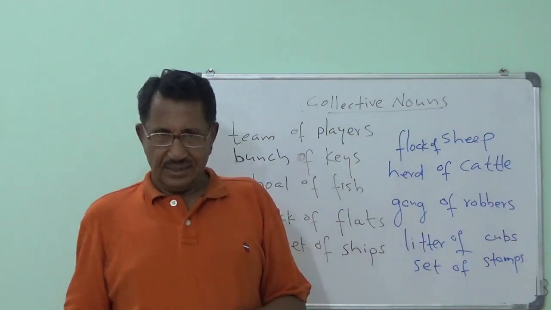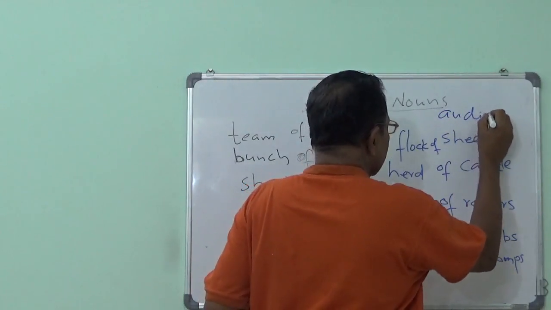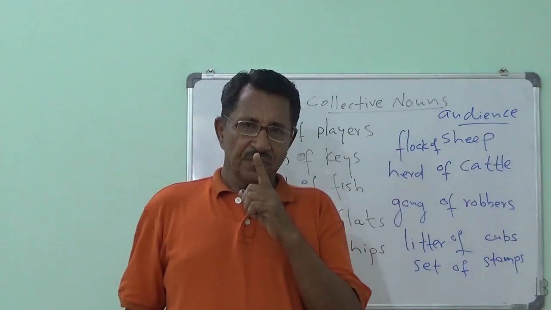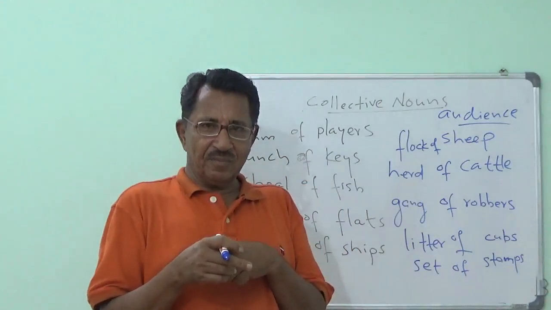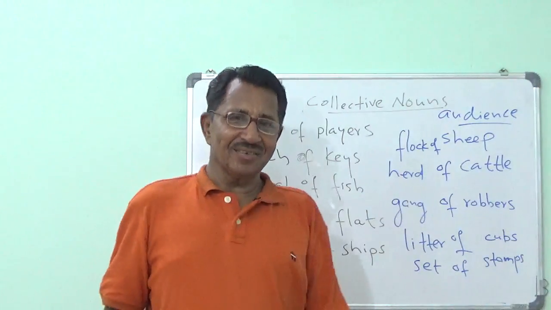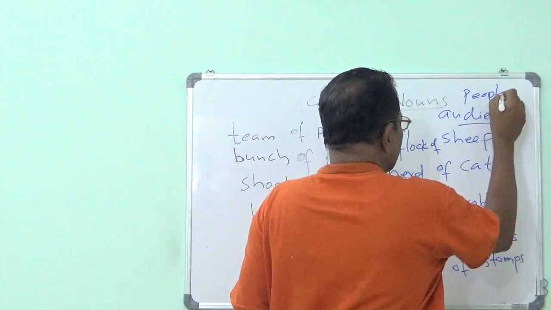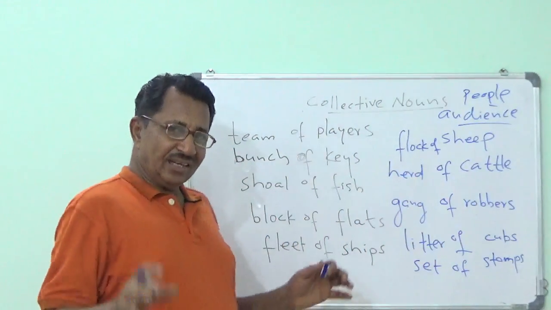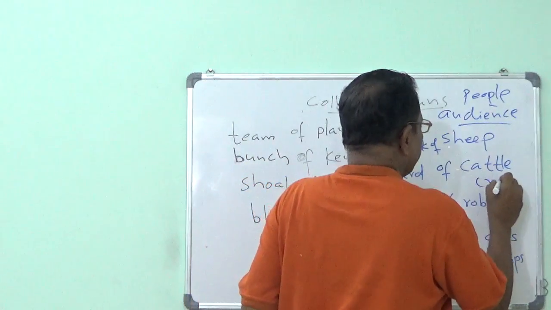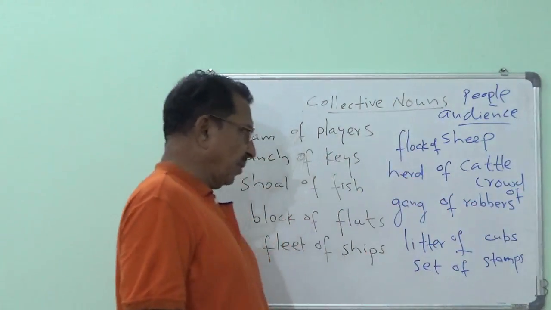Like audience. See, when there's an audience, you need not say anything, just the audience. Then that is a collection. One person cannot be an audience. It's a singular like audience. Like people, another collective. People, no? When you say people, always use them as plural. Because they always, you know, crowd. A crowd of people, yes, crowd.